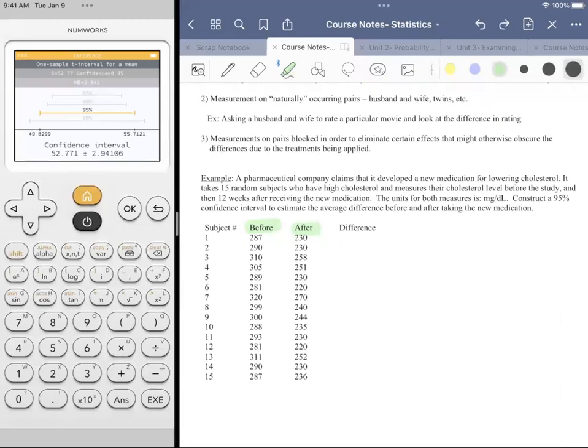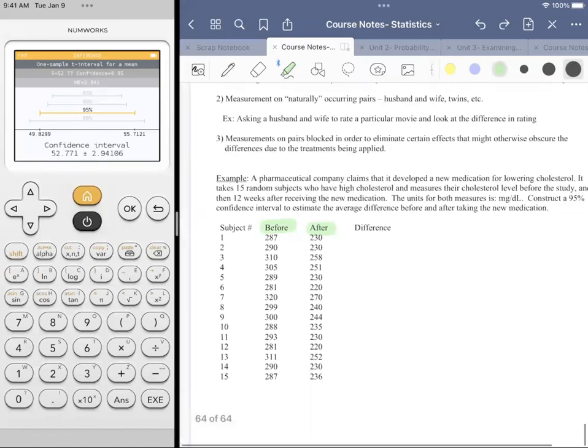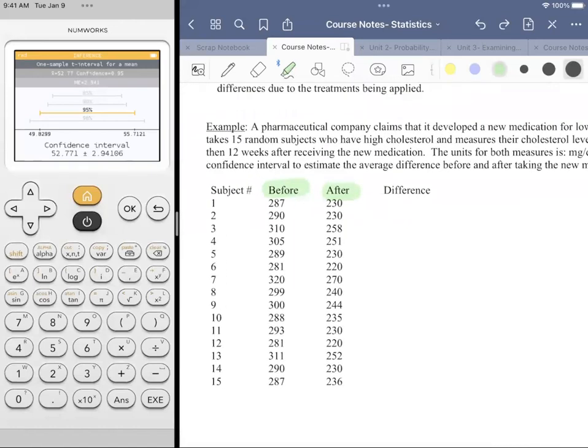So the scenario here: a pharmaceutical company claims that it developed a new medication for lowering cholesterol. It takes 15 random subjects who have high cholesterol and measures their cholesterol level before the study, and then 12 weeks after receiving the new medication. The units are given. Construct a 95% confidence interval to estimate the average difference before and after taking the new medication. All right. So we can handle this pretty easily.